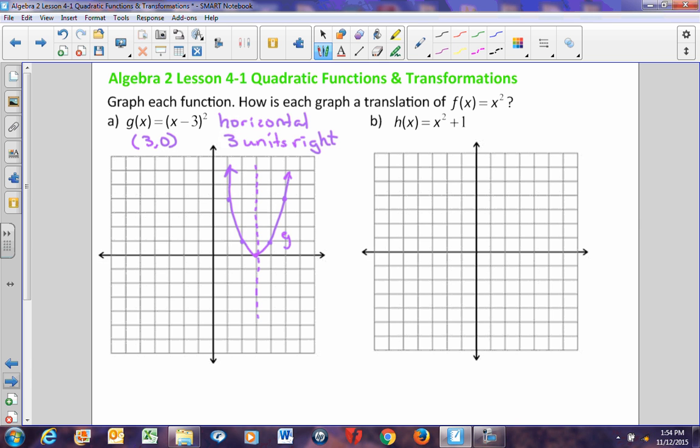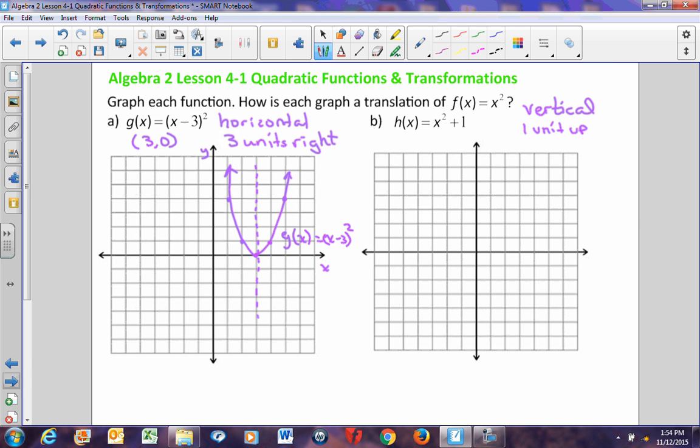Okay, so this is g of x equals (x minus 3) squared, and it's a translation of our parent function 3 units right. In the function h of x equals x squared plus 1, nothing's in the parentheses, so this is a vertical translation. Remember, horizontal is opposite of what you think because you have to solve for x. Vertical is exactly what you think, so vertical is 1 unit up.